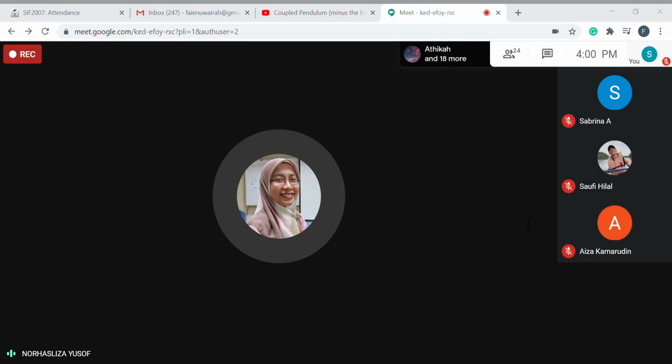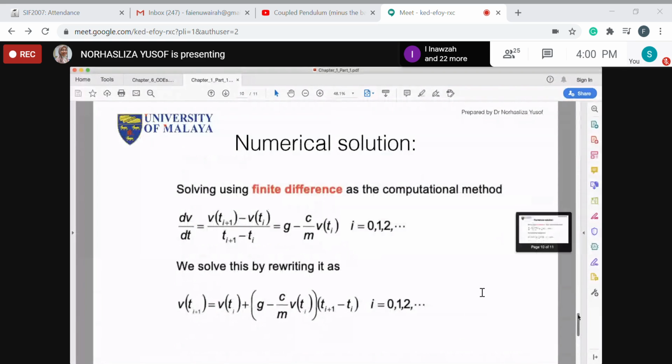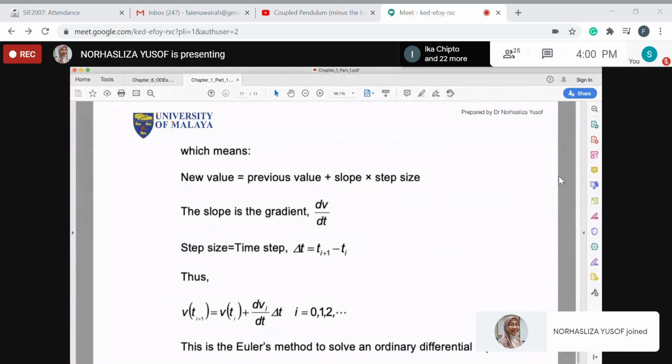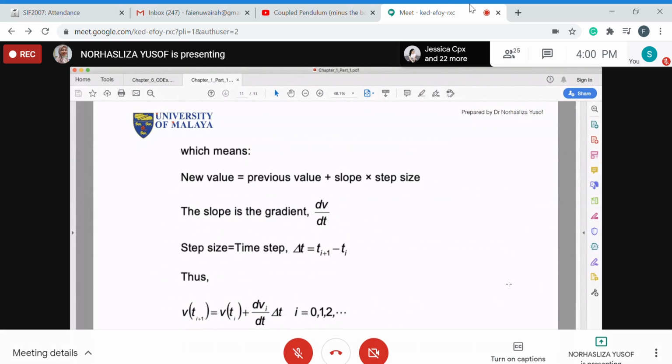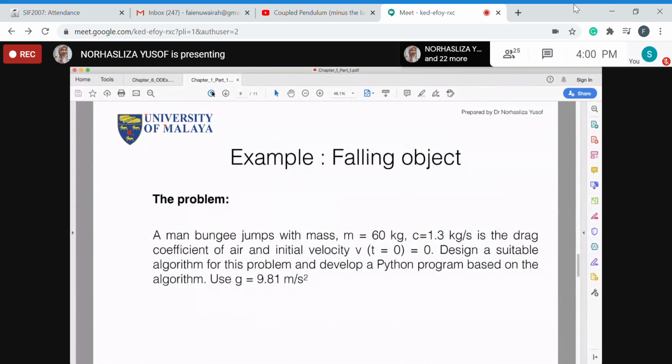I'm going to share another file. All right, so this is chapter 1 that we discussed earlier in the semester. You can see that this is solved by using Euler's method. All right, so this is the problem that we are going to solve. You are given all these values. They say design a suitable algorithm for this problem and develop a Python program based on the algorithm.